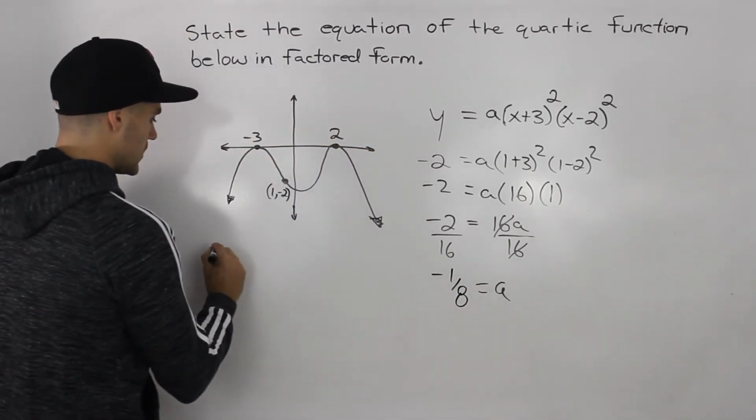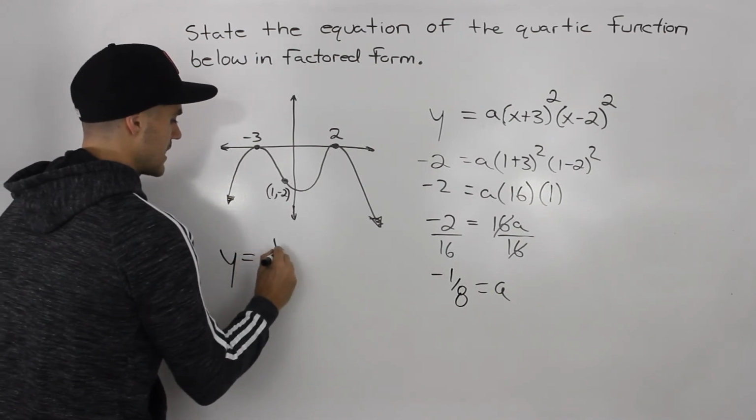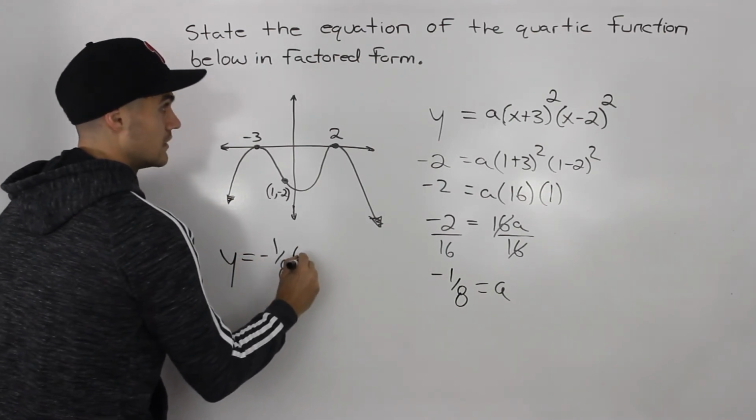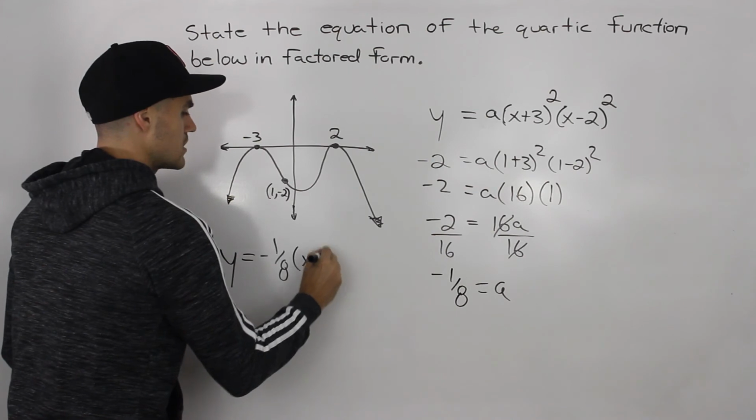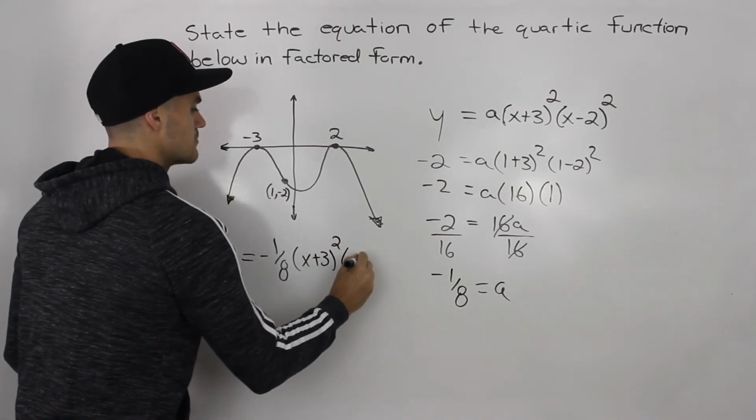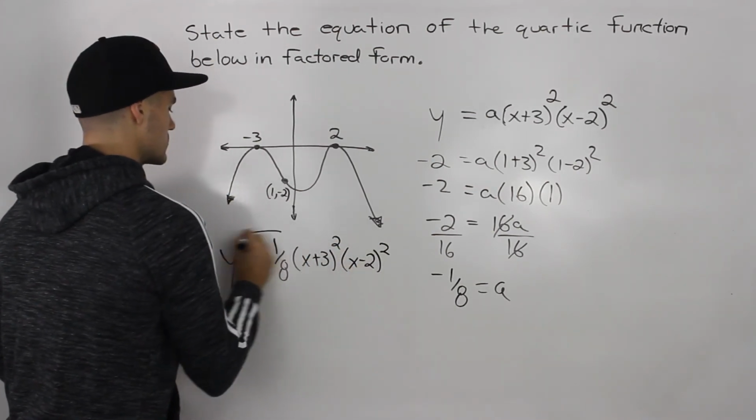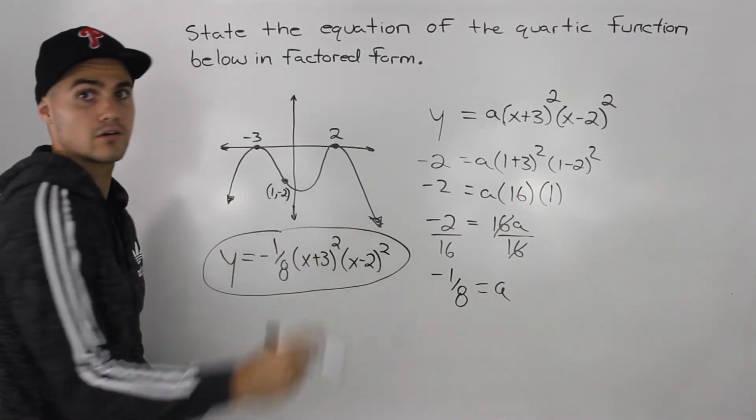So our final equation is y equals -1/8 (x plus 3) squared (x minus 2) squared. So that there is your final answer.